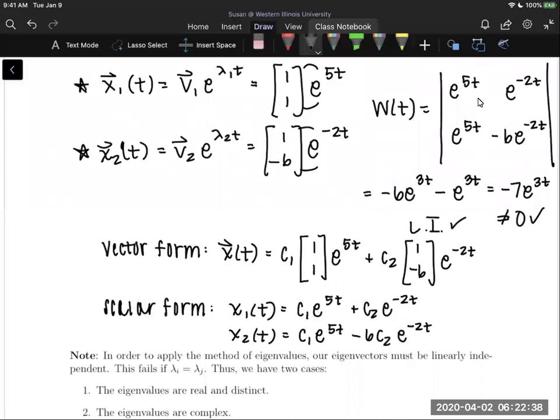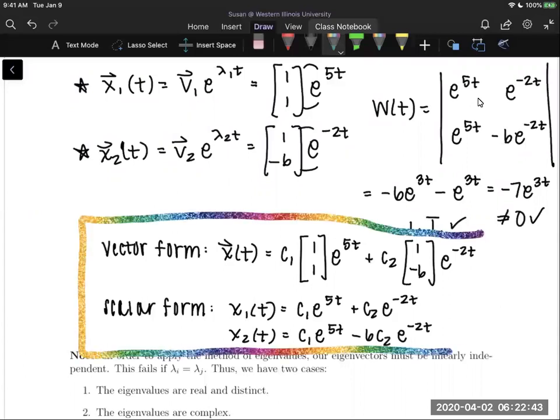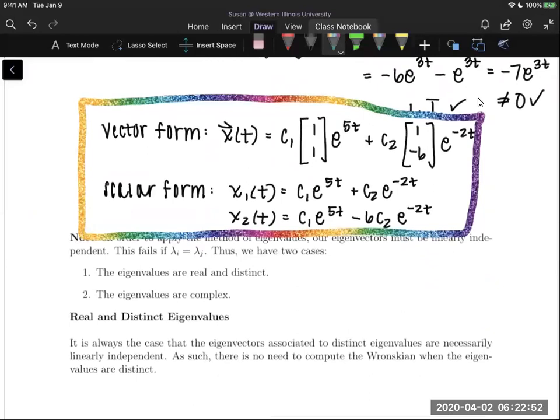So let's box this in. All right, and there is our solution written in two different ways. All right, so in this example, we had two real and distinct eigenvalues, namely 5 and -2, and then we just rolled with it. I have a note here which I have covered up partially, but what it says is, in order to apply the method of eigenvalues, our eigenvectors must be linearly independent. So we had already noted that, but this linear independence is absolutely crucial for us to find our general solution.